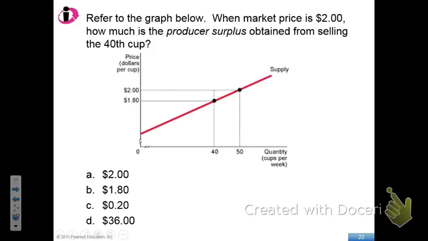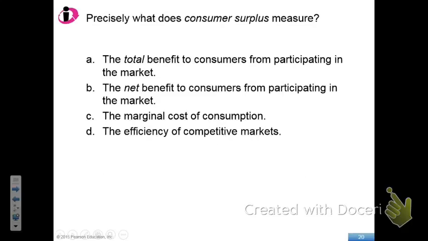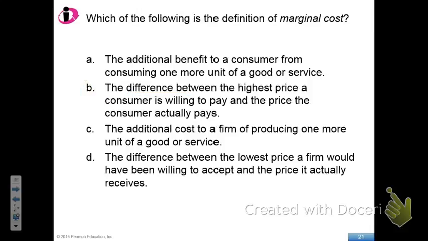As an exercise, did we cover any of these questions in the last class? Let's go over them, just as a review of our consumer surplus and producer surplus. So this one, what do you think? What's the answer? The answer is actually B, because consumer surplus measures the net benefit. This is just definitional. It is not that critical. I'm going to skip the definition of marginal cost because definitions are boring.